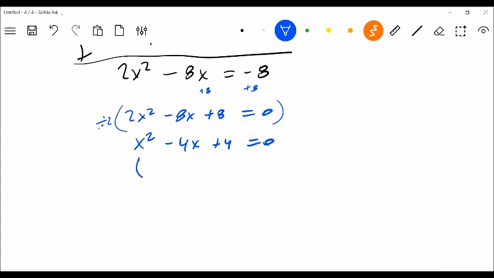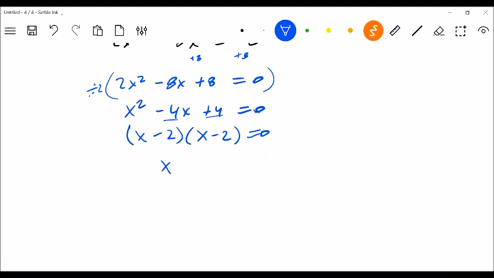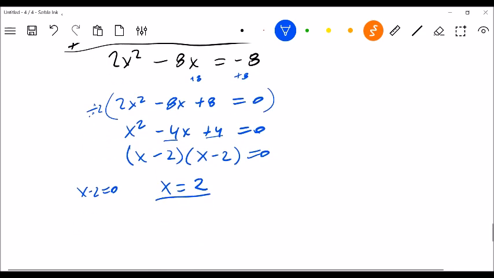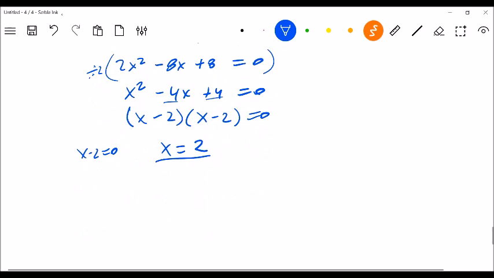So now, can this be factored? Indeed it can. These are 2 2's there. x minus 2 and x minus 2. So negative 2 plus negative 2 is negative 4, and negative 2 times negative 2 is positive 4. Oh, but that means that x minus 2 equals 0. And add 2, I get 2, but I get that for both of them. So that's simply the answer for that one. I have just 2. So having done that, now let's solve for y.